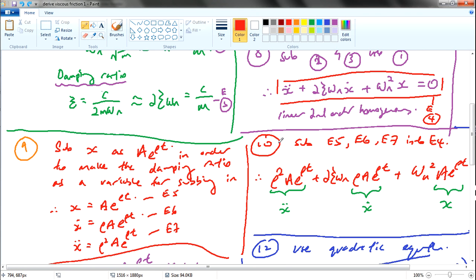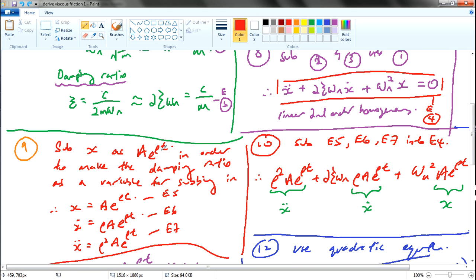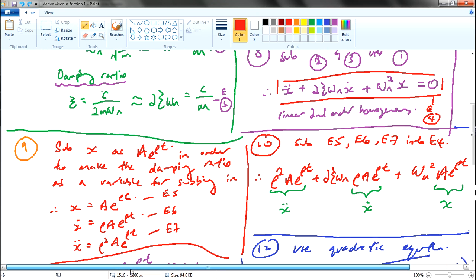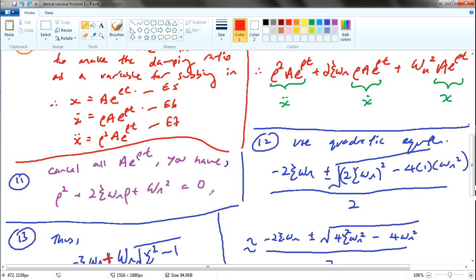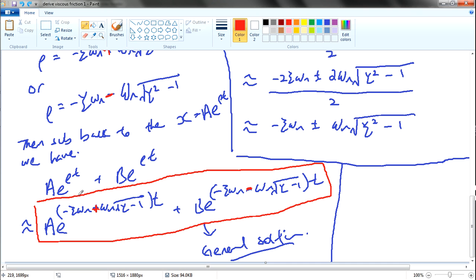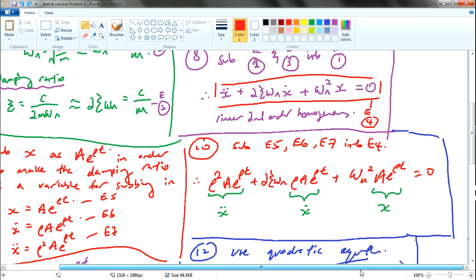And therefore, one method to solve this is to sub x as A e rho t, and then we differentiate two times, and then we sub whatever differentiation back into this equation. So we will have this. Once you have this, and you clear off all the A e rho t, you will get a quadratic equation, which is this. Then you do it up, you'll get this, and you just sub back into your x. Because eventually you want to solve for x, it's the same thing.